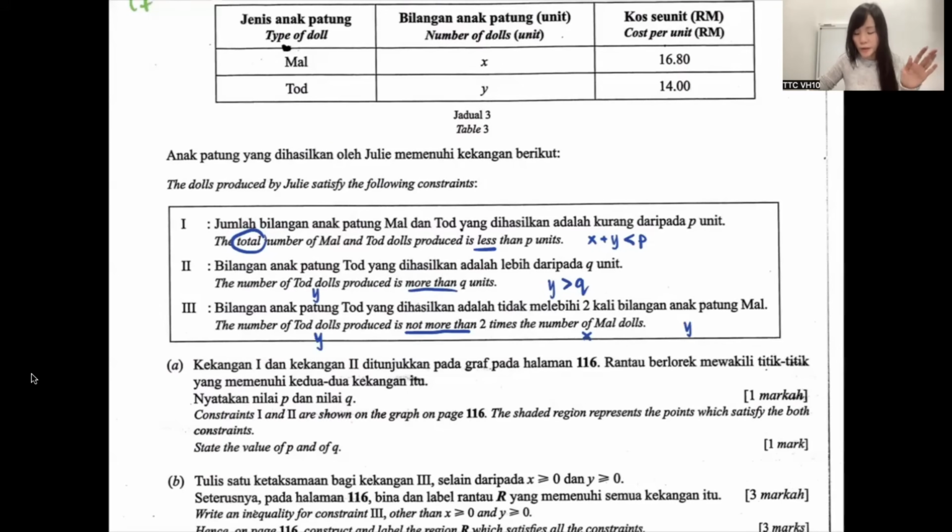Cannot more. Cannot more means what? Can less. Can equal or not? Can. Because they just say cannot more. So only more cannot. Equal can, lesser can. So isn't it lesser and equal? Lesser equals to 2 times of X. Isn't it 2X? Okay, these 3 equations, you must make sure you write correctly first, okay?